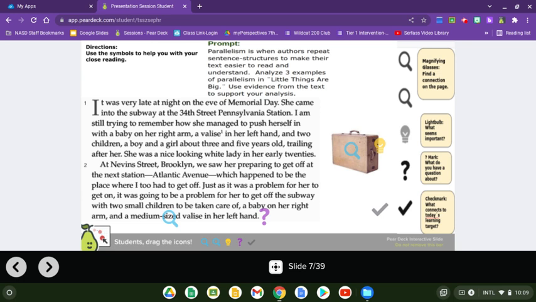except for maybe that it was going to be a problem. Just as it was a problem here for her to get on, it was going to be a problem. So I do see a little bit of parallelism just in that one sentence down there. All right. So the repetition of the word problem. It was a problem. It was going to be a problem, right? That's the parallelism.